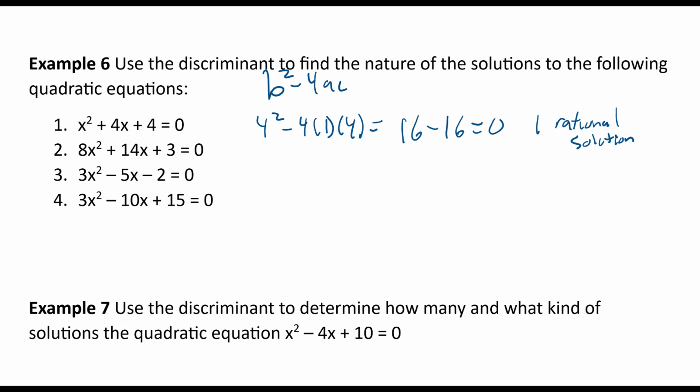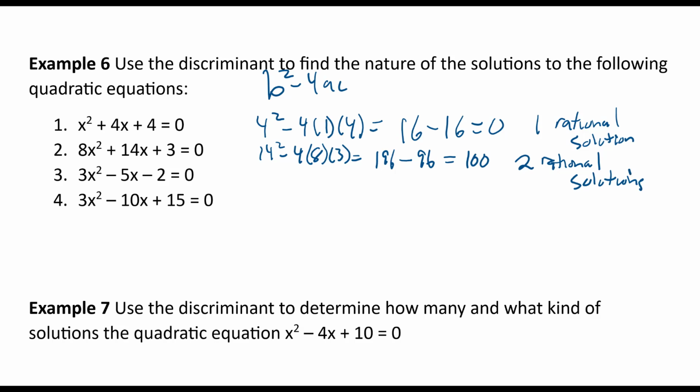Next one, we have 14 squared minus 4 times 8 times 3. So 14 squared, I believe, is 196. Minus 4 times 8 times 3, I believe, is 96. And that's going to be 100. So 100 is a perfect square, so you'll have two rational solutions.